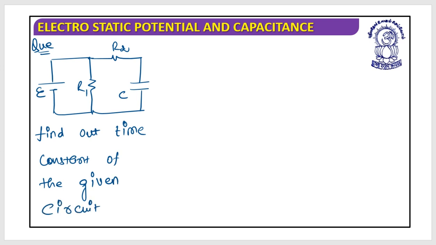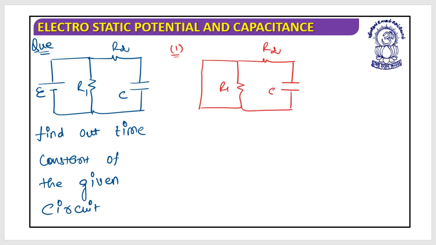So now let's move on quickly. First, what was the first step? It's to short all the battery sources. So when I short all the battery sources, the thing looks something like this, it's a wire. Here a resistance R1 was there, here resistance R2 was there, and here the capacitor was there. This is the situation.